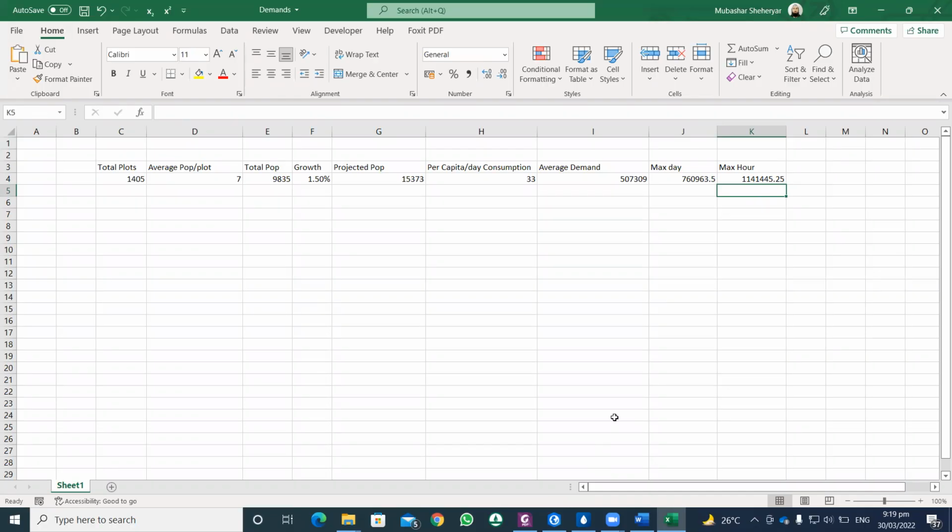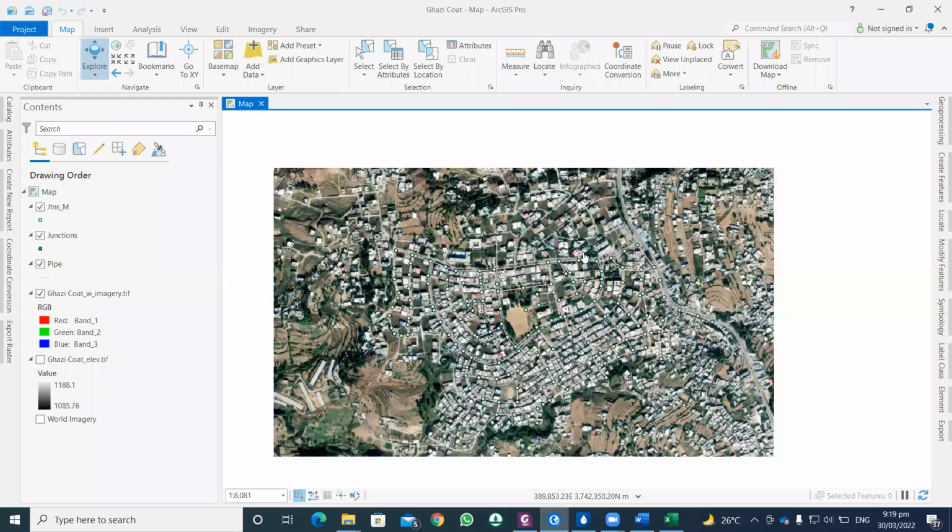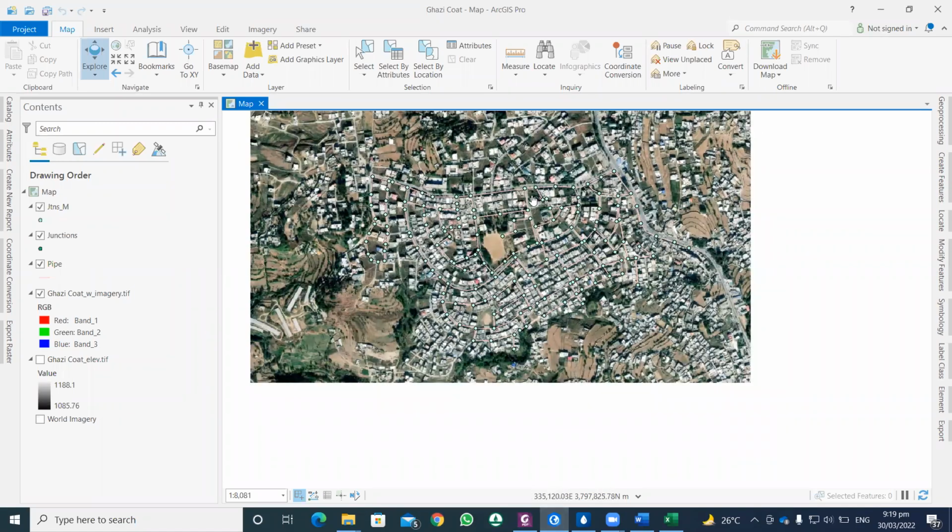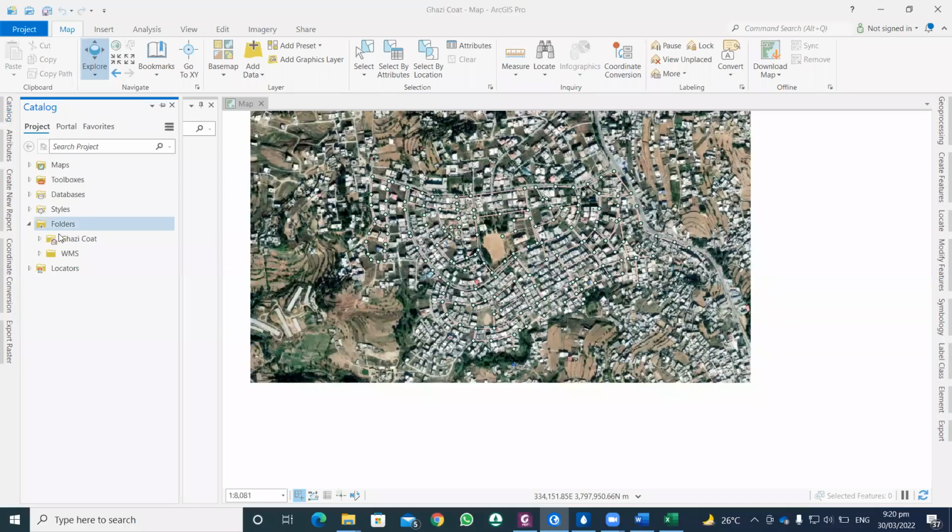So we know the population, we know the demand. Now I will be using GIS to construct a polygon of the whole area for the whole network in order to get the demand for each node. I will be showing you 3 methods for how to assign the demand to these junctions. First of all, I will create a polygon shapefile. I am basically using this folder.